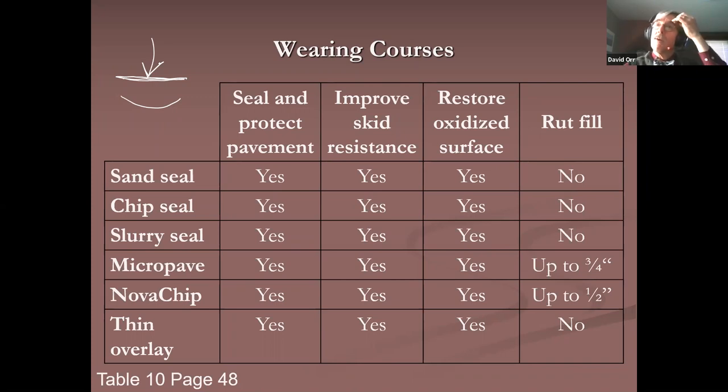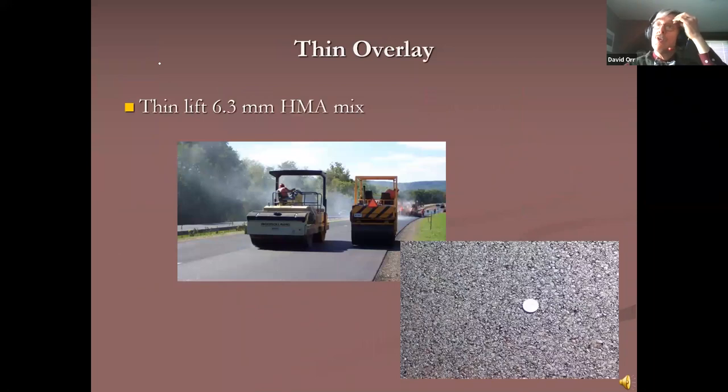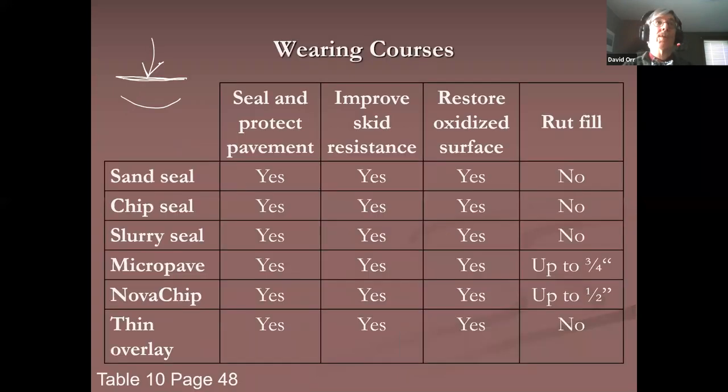So somebody asked about with this thin lift, could you do a 2-inch thickness? You could, but again, that's a lot of money. Why not put down a 2-inch thick lift of a bigger stone lift and then put a wearing course on top of that? But again, the ruts may come back unless you do it with a rut fill first, okay?